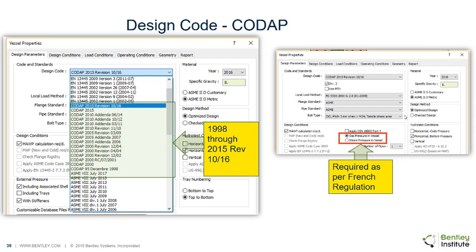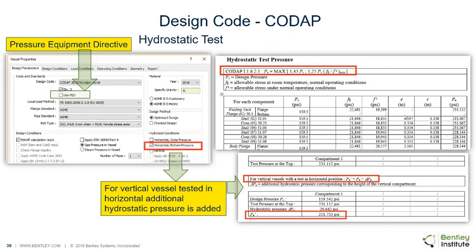Observe in the screen capture to the right, the options for gas and steam pressure are now enabled so that users can specify. This is a requirement as per French regulation. There is a checkbox to apply PED or Pressure Equipment Directive. The program calculates the test pressure in accordance with the European Pressure Equipment Directive if this field is checked.